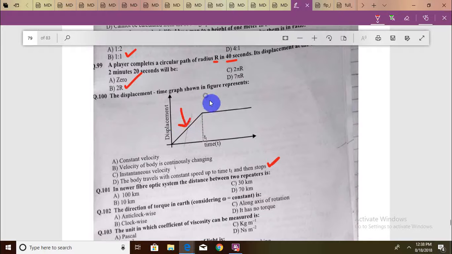Constant velocity, no velocity at all. That is zero velocity, because displacement is constant.